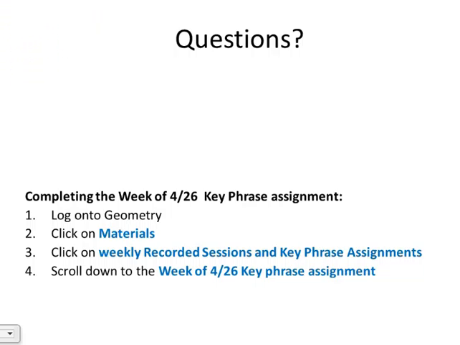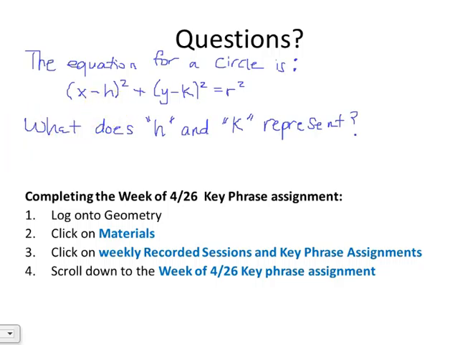All right, so we're going to stop there, and I'm going to write down the key phrase assignment question. One more time, we are going to review what the equation for a circle is. The general equation is x minus h squared plus y minus k squared equals r squared. And I want you to tell me, what do those variables h and k in that equation represent? The directions for completing the key phrase are below in case you need a refresher on that. Otherwise, you guys are good to go.